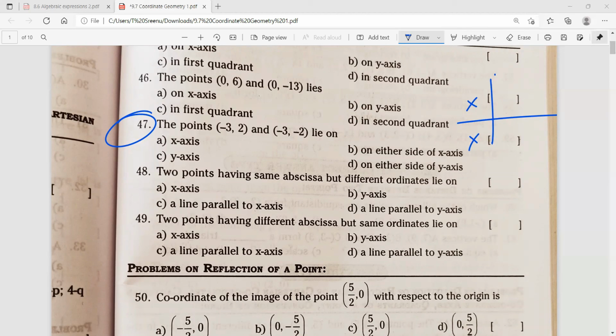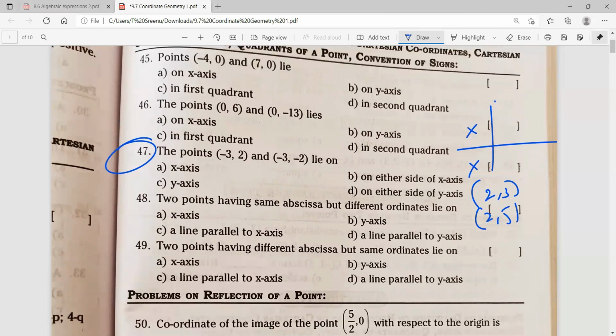48, parallel to y-axis, sir. A line parallel to y-axis. Points having the same abscissa but different ordinates lie on the same abscissa, same x. Suppose 2, 3 and 2, 5. Where will they be? 2, 3 here comes. Parallel to y-axis. Yes.